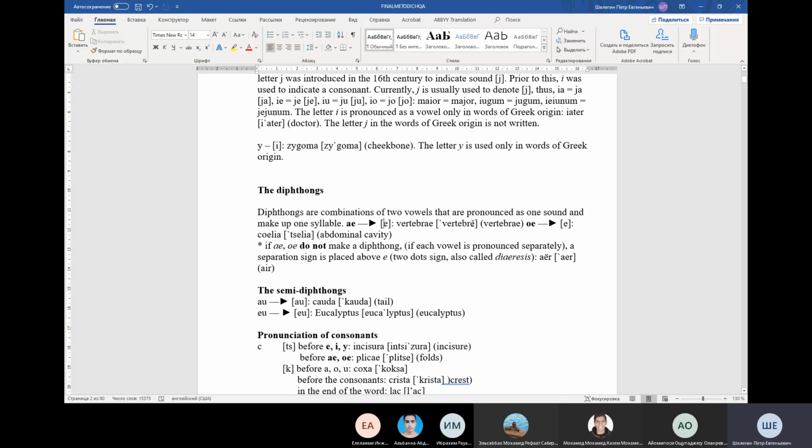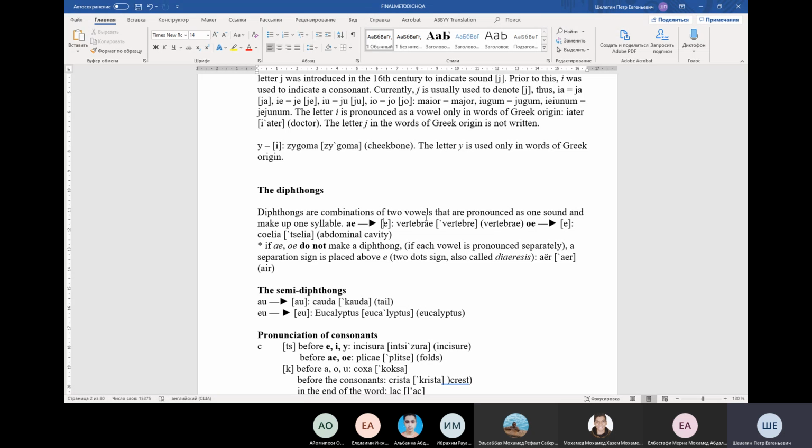So the vertebrae for English will be vertebrae in Latin. Vertebrae. Correct. Ver, not ver. Vertebrae. Okay. And the term for an abdominal cavity in Latin will sound like coelia. Coelia. Good.